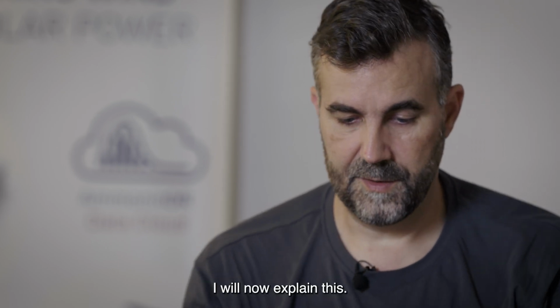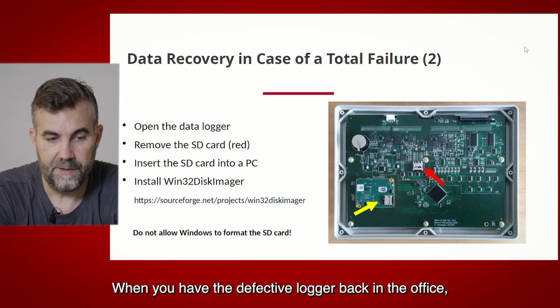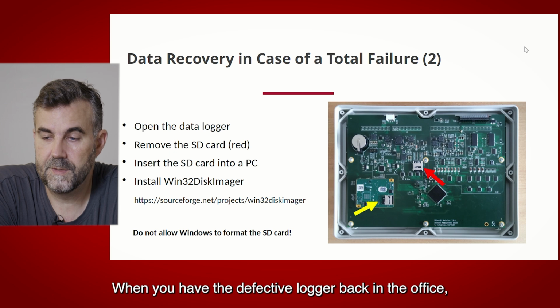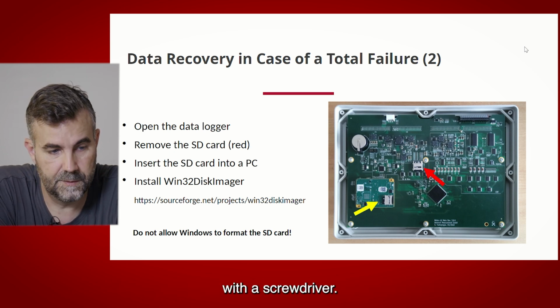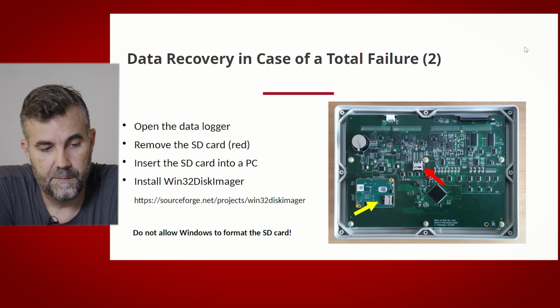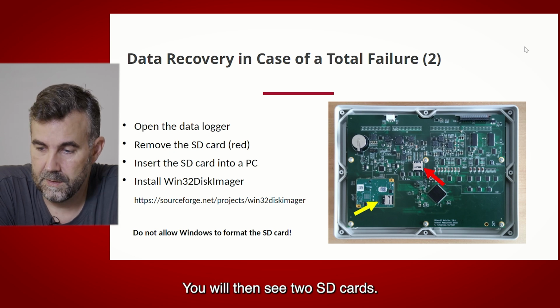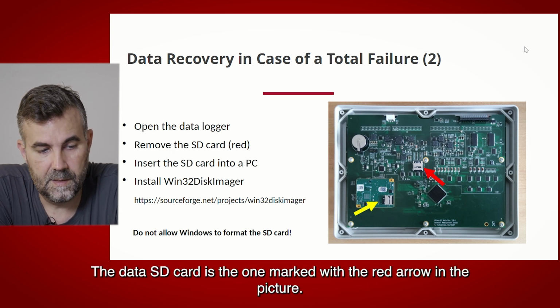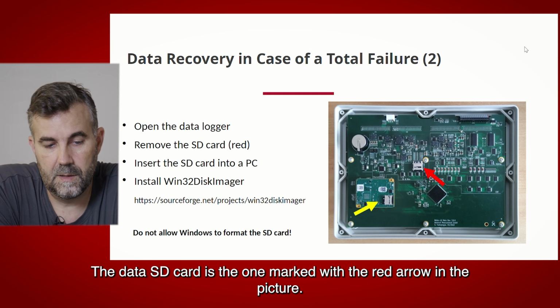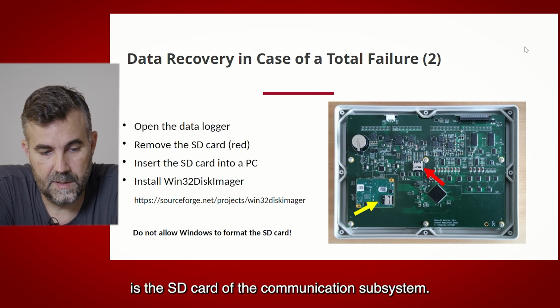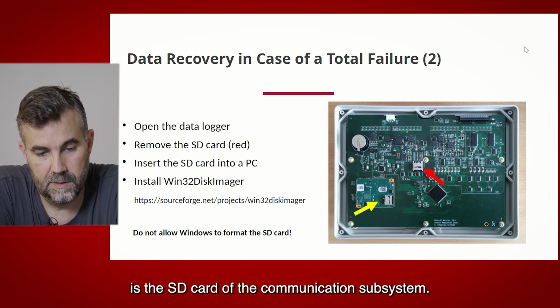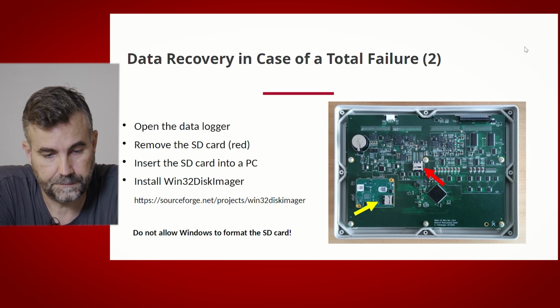I will now explain this. When you have a defective logger back in the office, open the back cover with a screwdriver. You will then see two SD cards. The data SD card is the one marked with a red arrow in the picture. The SD card with a yellow arrow is the SD of the communication subsystem.